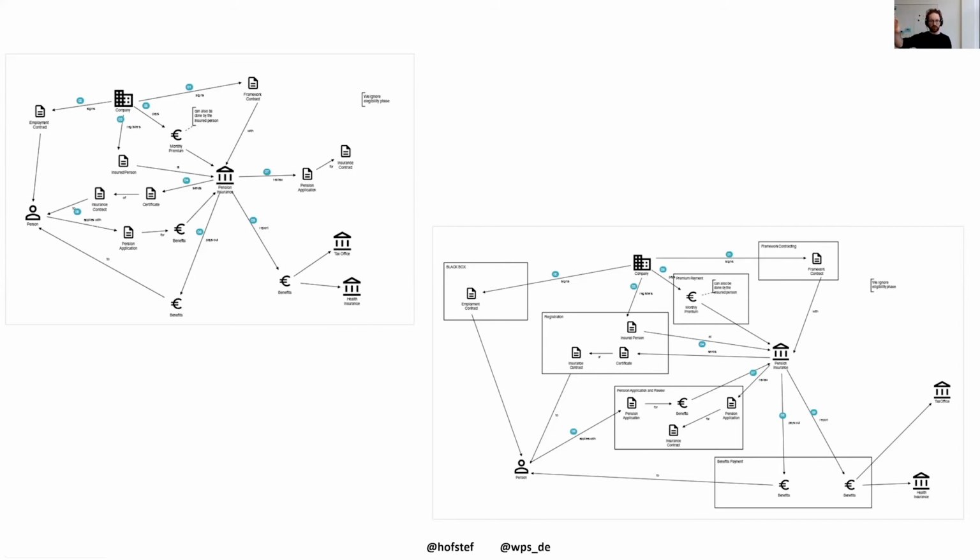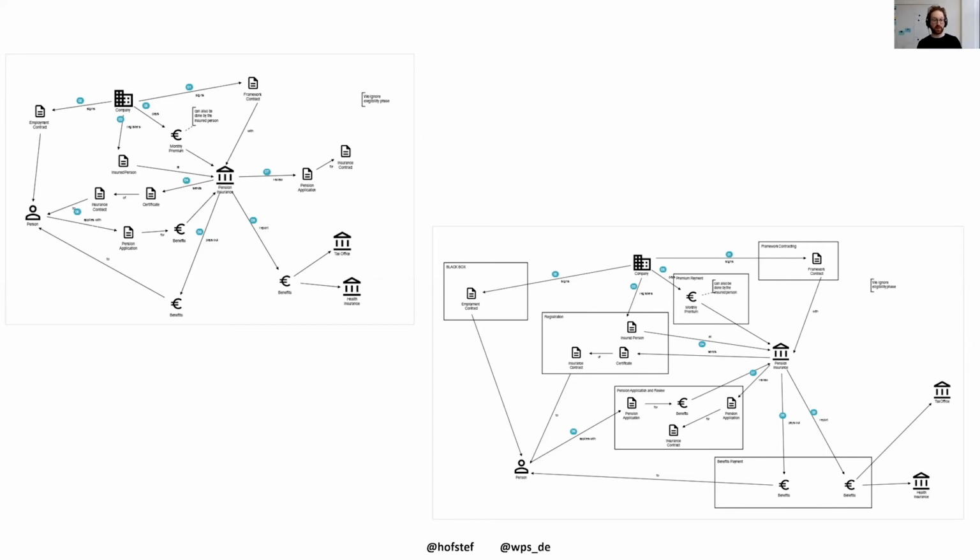And then we started to have discussions like which of these activities do belong together, which are very closely related, which are not so closely related. And that's when we started to rearrange the layout a little bit so that the things that have to do with each other are closely related. And that's when we switched to the right graphic here. And then we started to draw boxes around the parts that belong together. And those are actually our candidates for bounded contexts. So we have something like registration or benefits payment or framework contracting.